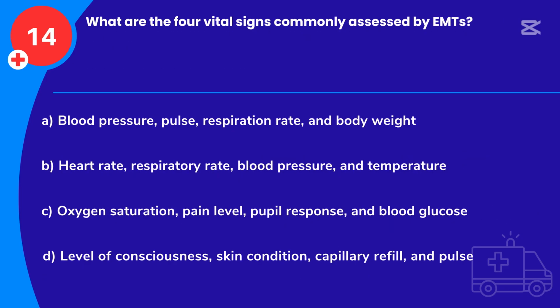Question 14. What are the 4 vital signs commonly assessed by EMTs? A. Blood pressure, pulse, respiration rate, and body weight. B. Heart rate, respiratory rate, blood pressure, and temperature. C. Oxygen saturation, pain level, pupil response, and blood glucose. D. Level of consciousness, skin condition, capillary refill, and pulse.